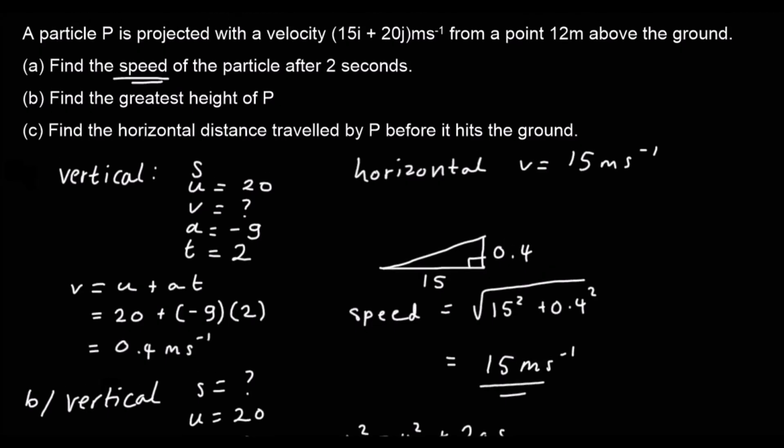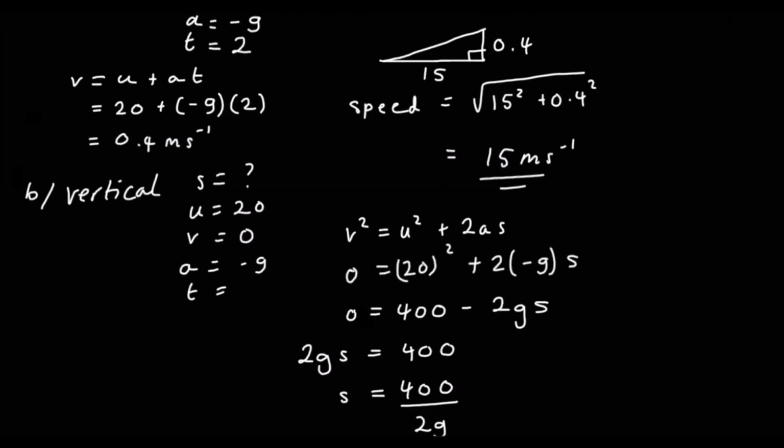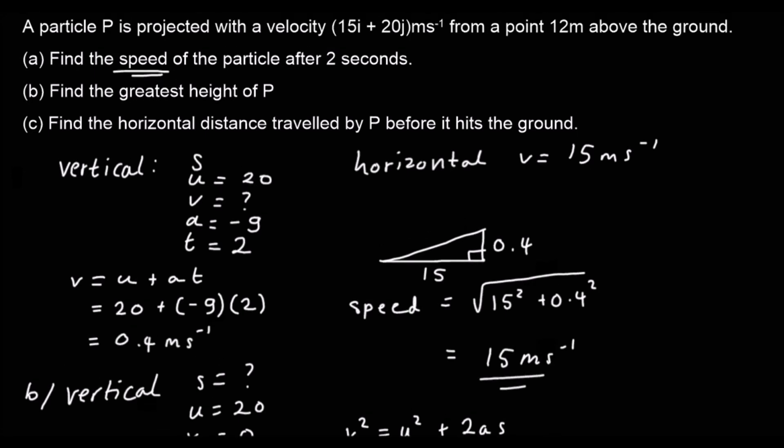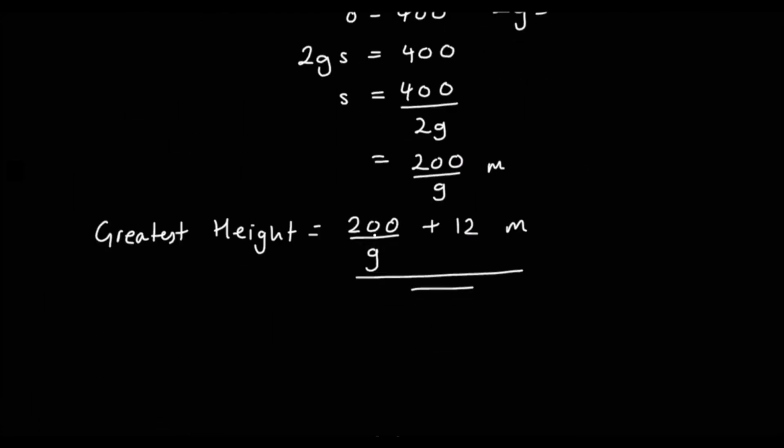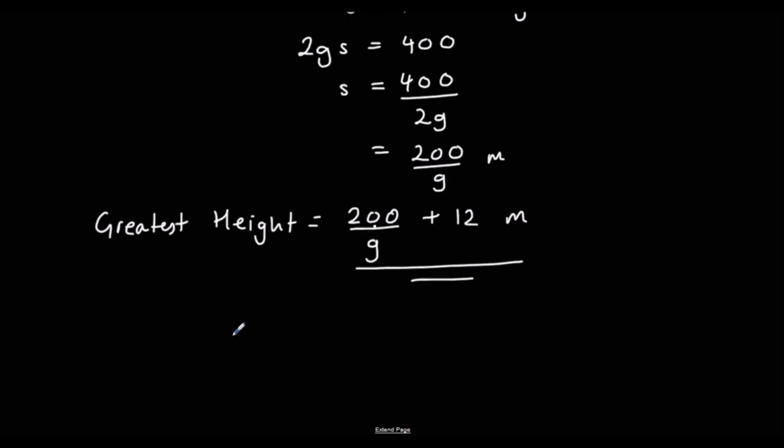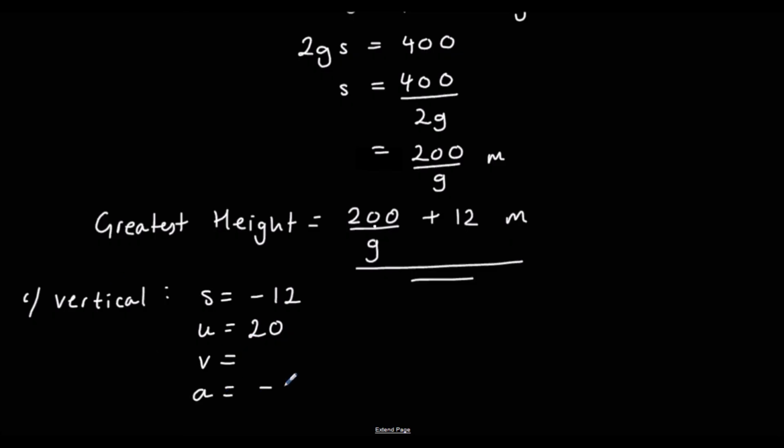Part C, find the horizontal distance traveled by P before it hits the ground. So we're going to need to work out the time it takes to hit the ground. So let's do it for the whole journey this time. So vertically, the displacement is negative 12. To hit the ground, it's gone down 12 meters. It started out with a speed of 20. We don't know v. We know a was negative g. And we want to work out the time.